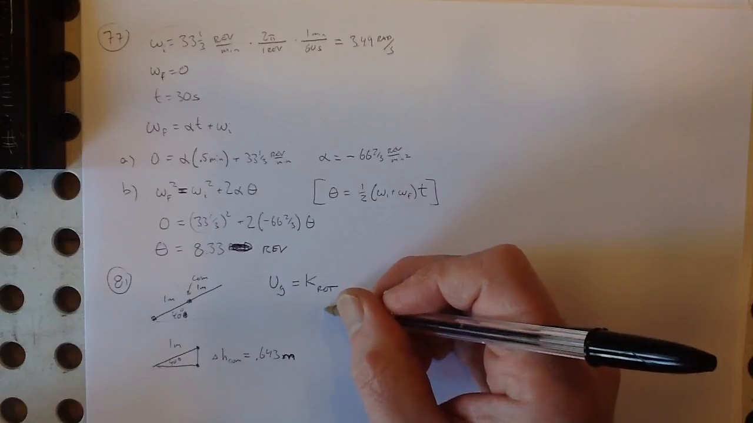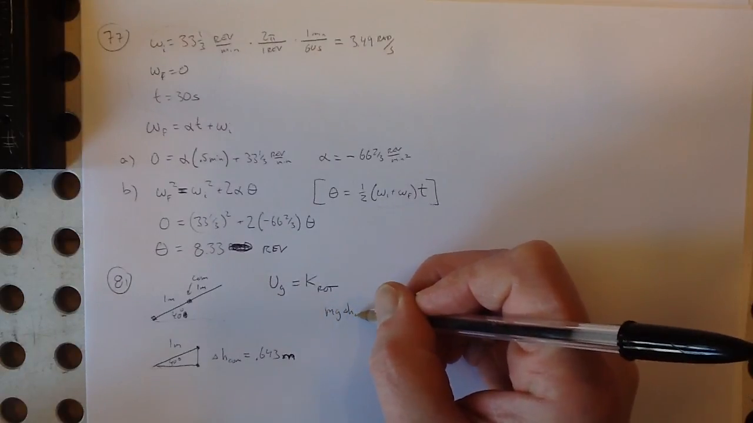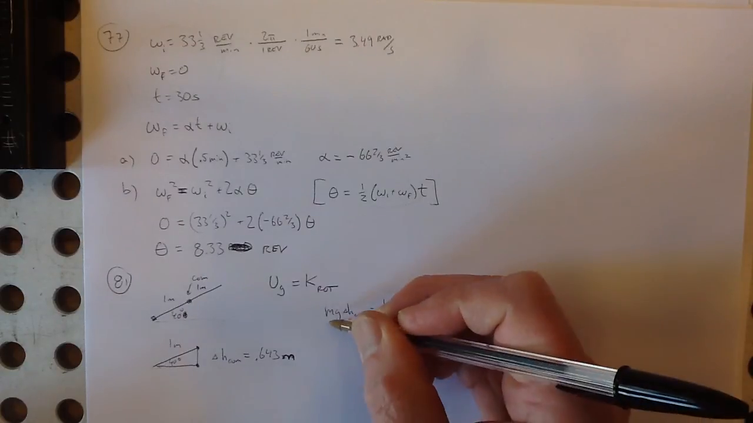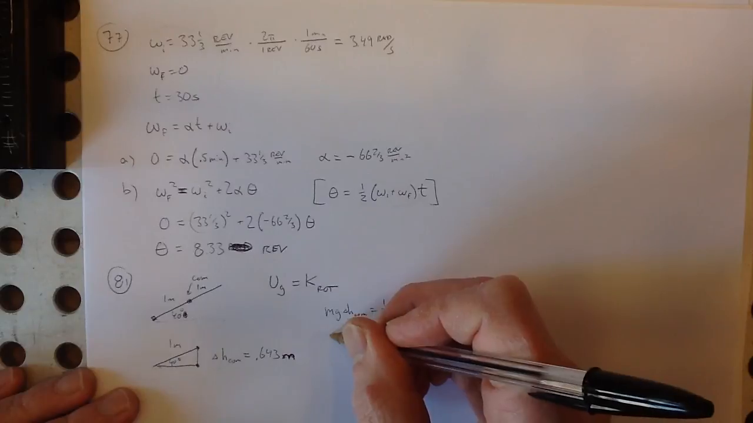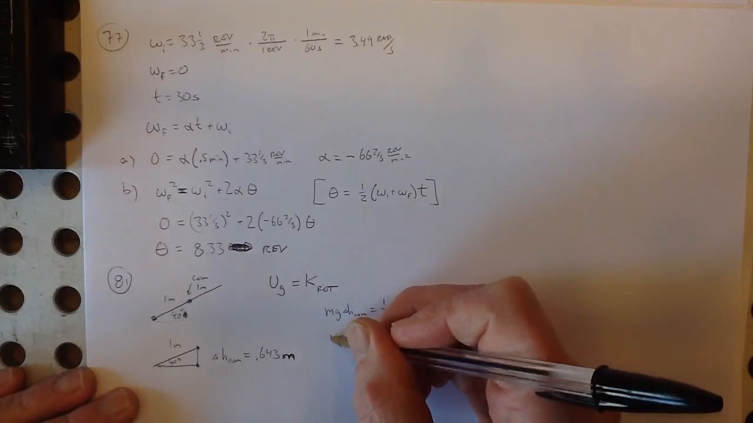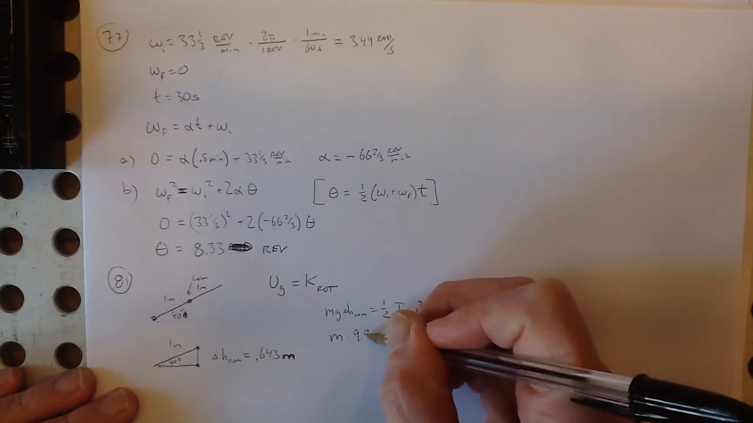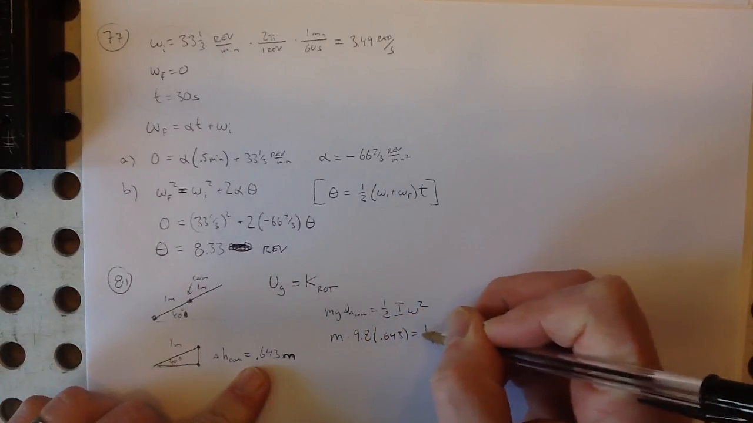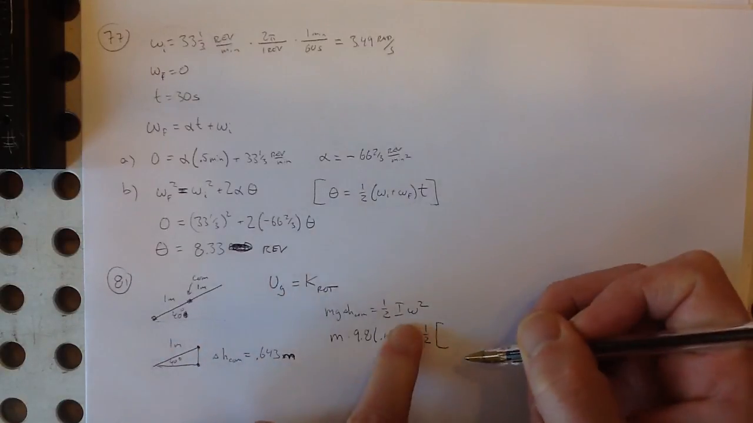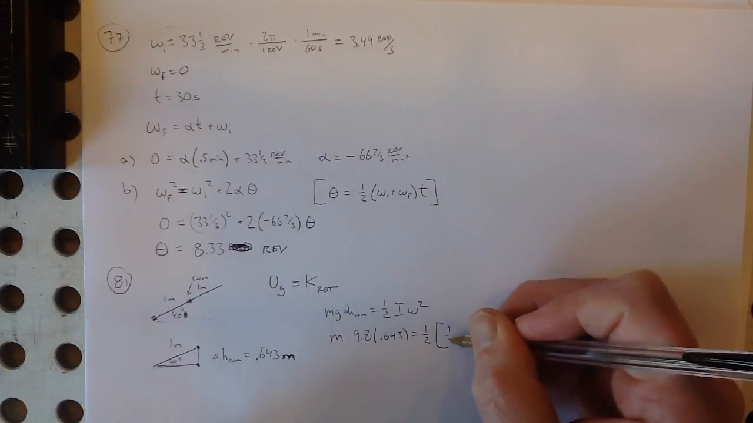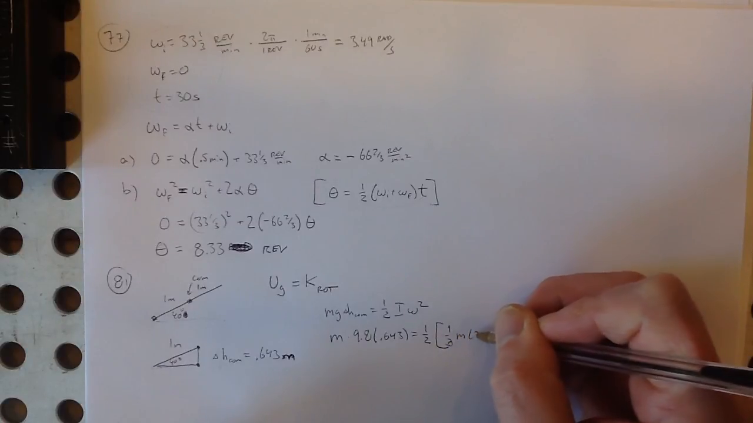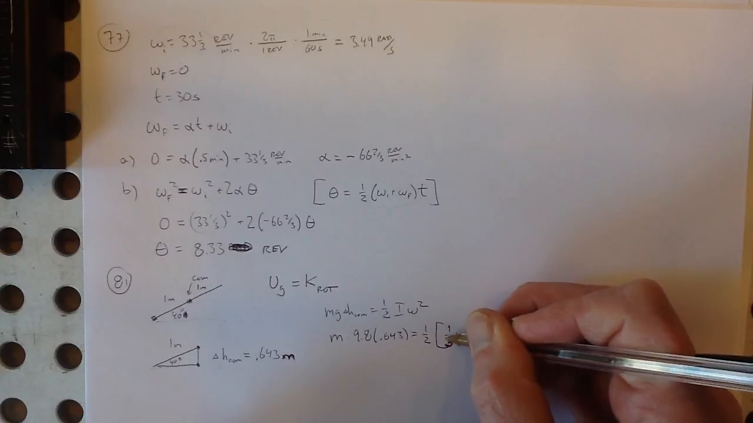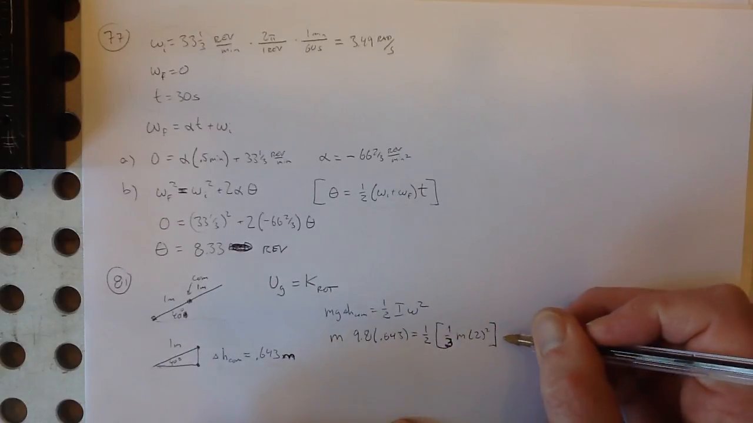So I think I can do this now. That would be mg delta h of the center of mass is equal to 1/2 I omega squared. The mass of the rod, I don't think they told us that, did they? But I don't think we need to know either. It should cancel out. So m times 9.8 times 0.643 is equal to 1/2 times the moment of inertia of a rod about its end, which is 1/3 ml squared. It's 2 meters long. We got this from the parallel axis theorem, but it's one that we just kind of know now.